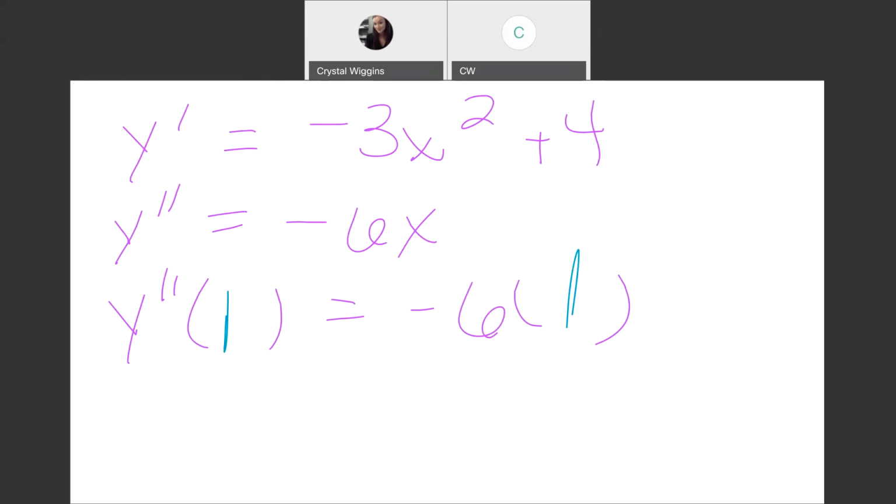Okay. +1, we have a positive times a negative here, so that's going to give us not a positive, it's going to give us a negative. So we're concave down on the right of 0.